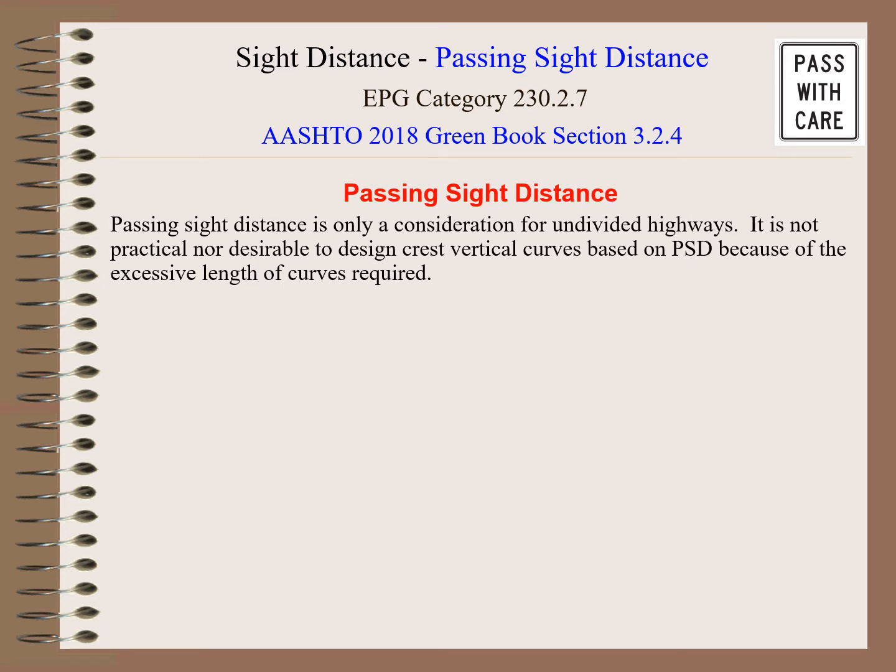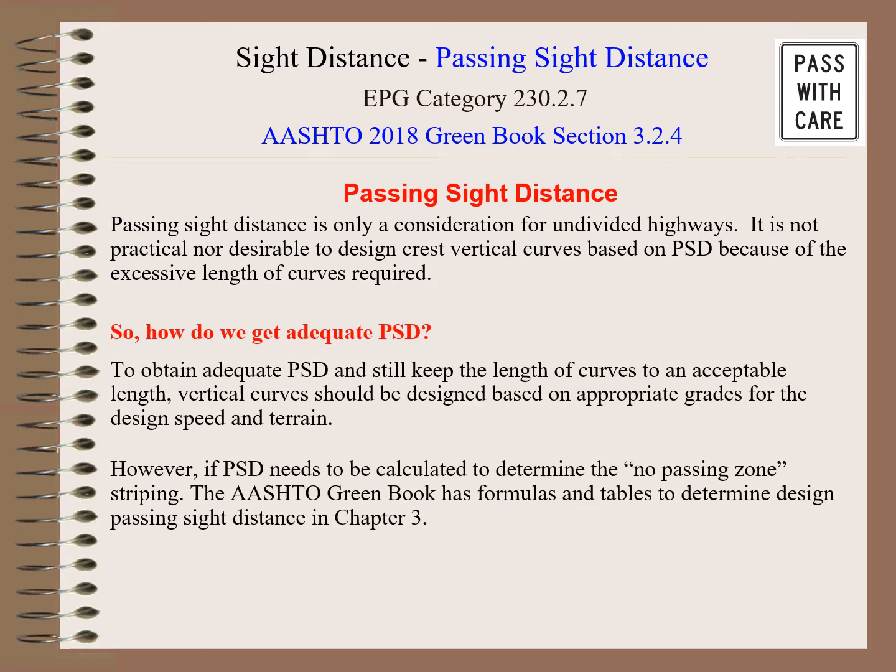Passing sight distance. Passing sight distance is only a consideration for undivided highways. It is not practical nor desirable to design crest vertical curves based on passing sight distance because of the excessive length of curve that would be required. So how do we get adequate passing sight distance? To attain adequate passing sight distance and still keep the length of curves to an acceptable length, vertical curves should be designed based on appropriate grades for the design speed and terrain.